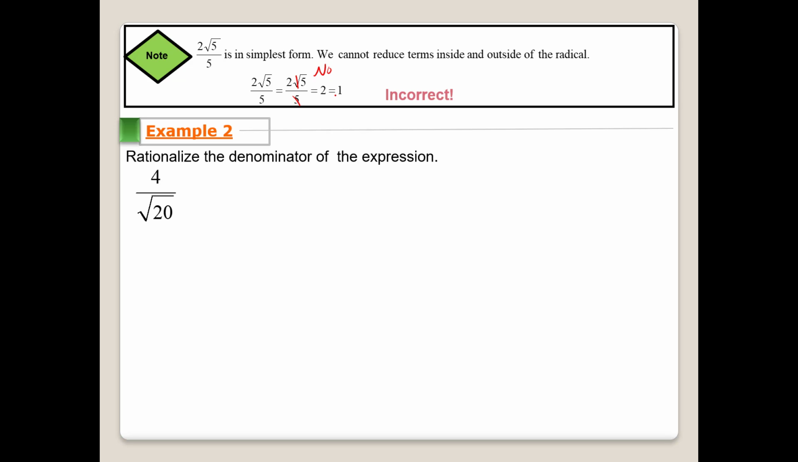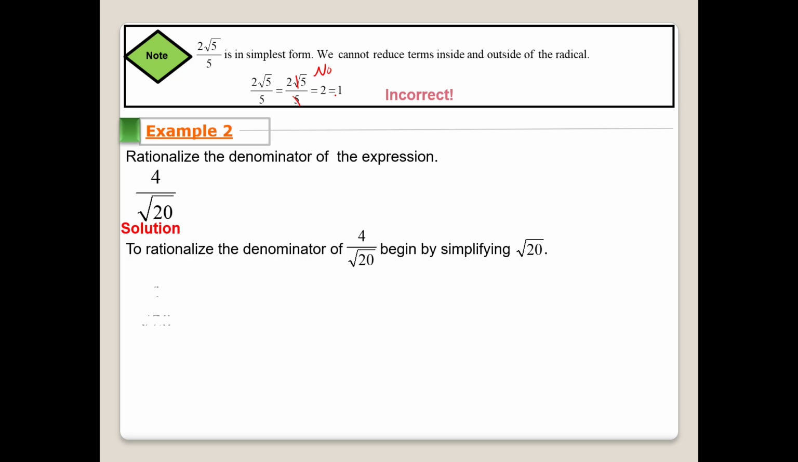On our second example, we're going to do this again. We've got 4 over the square root of 20. Again, to get rid of that square root of 20, let's take care of it.